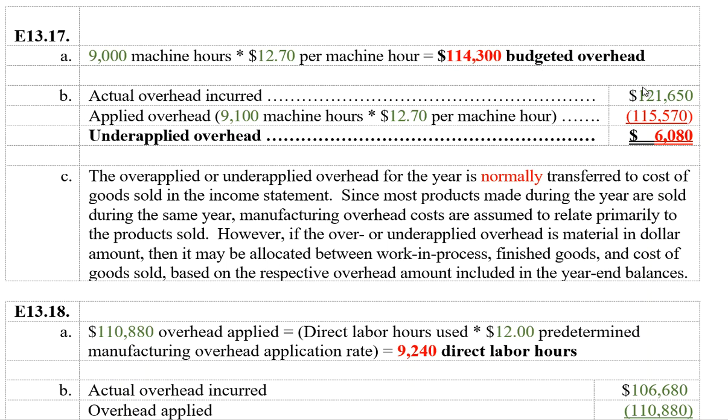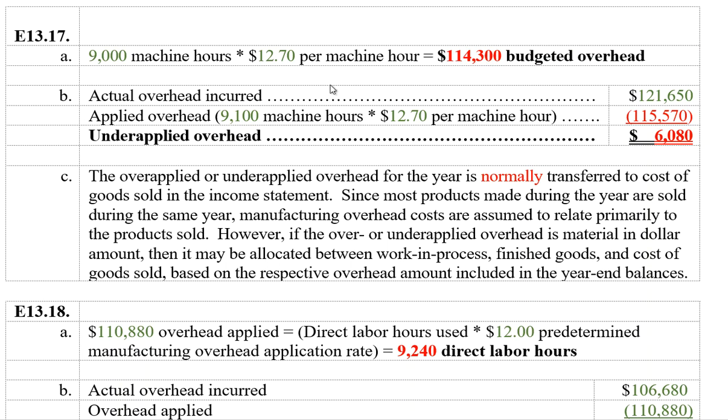And if you'll see here, we're taking actual overhead that they give us, and we're just comparing it to how much overhead was applied. And you see here that we had 9,100 machine hours times the 12.70. So we applied 115,570. Now take particular notice, guys, that this is different from this amount.